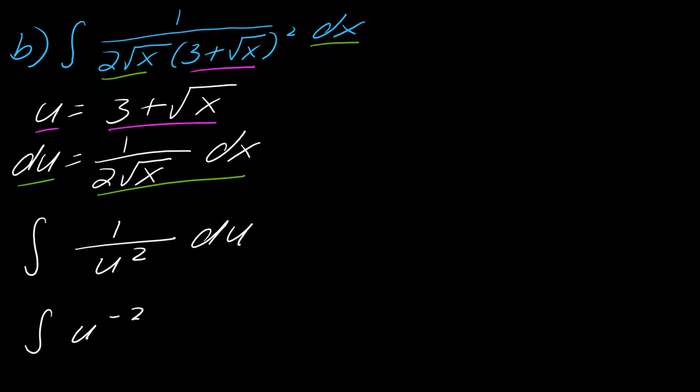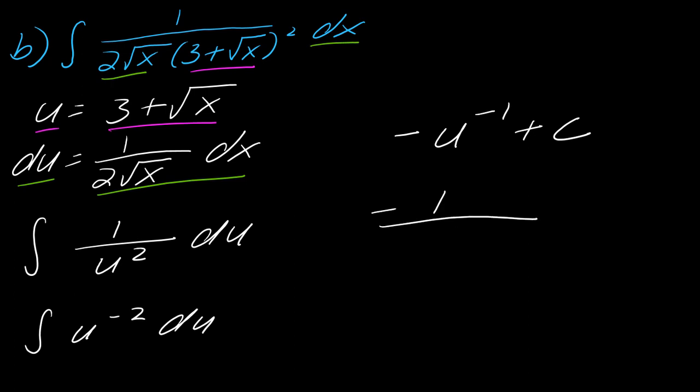And if I want to write that with a negative exponent, it would look like this. So then this will equal negative u to the negative 1 plus c. So this is negative 1 over 3 plus the square root of x plus c. So that would be my final answer.